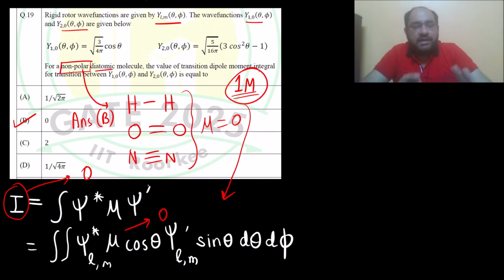It looks very difficult when you see what has been given. But if you at least know the formula, then you can solve it easily. If you don't know the formula, then you cannot solve it, right?